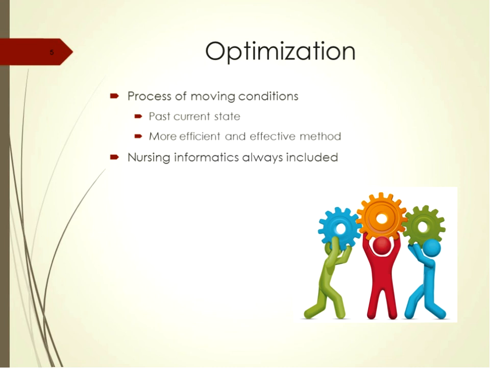Not all workflow analysis and redesign occurs prior to the implementation of technology. Some analysis and redesign efforts may occur weeks, months, or even years following the implementation. When workflow analysis occurs after implementation of the system, this is called optimization. Optimization is the process of moving conditions past their current state and into more efficient and effective methods of performing tasks. Some sources consider optimization to be the act, process, or methodology of making something, such as a design, system, or decision, as perfect, functional, or effective as possible.